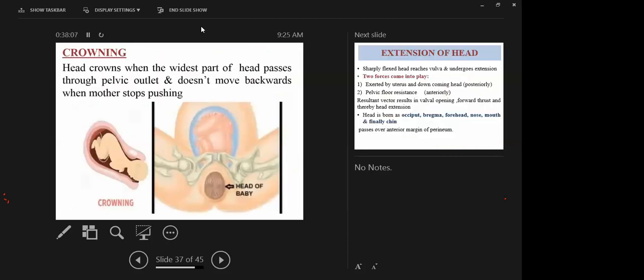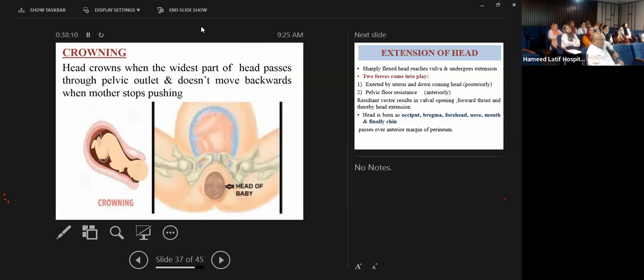Now the crowning. The head crowns when the widest part of the head passes through the pelvic outlet, and it does not move backwards when the mother stops pushing.